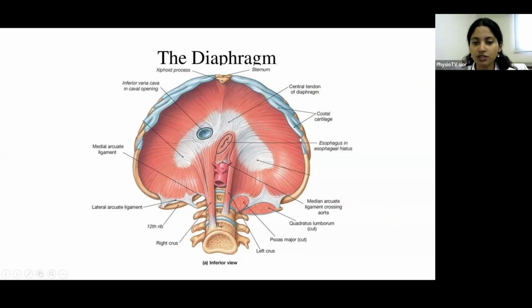Okay, so this picture shows some additional structures as well. As you can see, there are these vertebral bodies L2, L3, L4. Also, there are these openings into the central tendon, one for the inferior vena cava, one for the esophagus, and this opening is for the aorta. So what we need to remember is we are looking at the dorsal segments, or the costal fibers of the diaphragm.